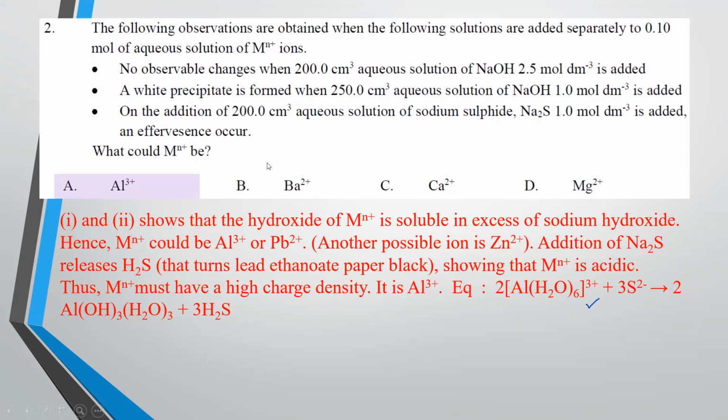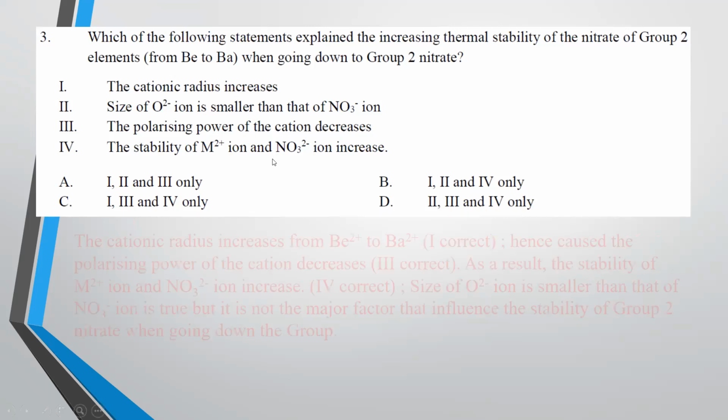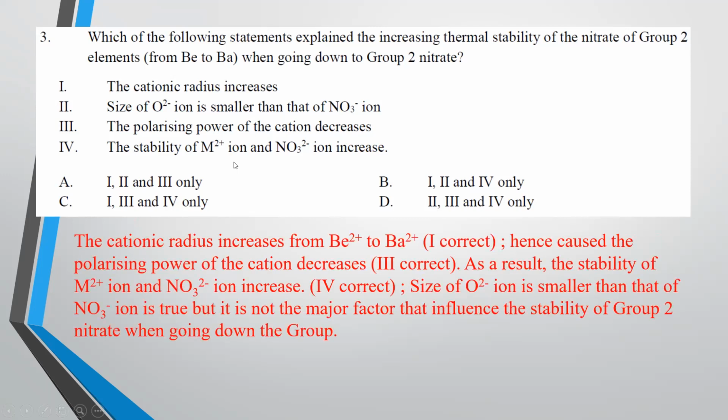Okay, sorry for that. For number 3, which of the following statements explain the increasing thermal stability of the group 2 nitrates from beryllium to barium when going down the group 2 nitrates? So here, cationic radius increases is correct. Size of the oxide ion is smaller than that of the nitrate ion, which is also correct. Polarizing power of the cation decreases is correct. And the stability of M2 plus and NO3 minus increases, which is also correct.